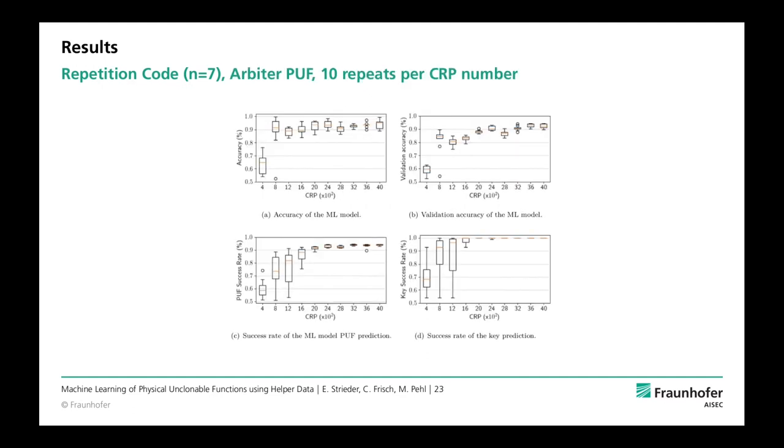We repeated this experiment with a simulated arbiter puff. The results show more variance, but in at least 1 out of 10 tries, we could break the puff with 800 challenge response pairs. Interestingly, due to more variance, in some instances, even with 400 challenge response pairs, a high percentage of the secret bits could be decoded correctly. However, this information is not available for an attacker.